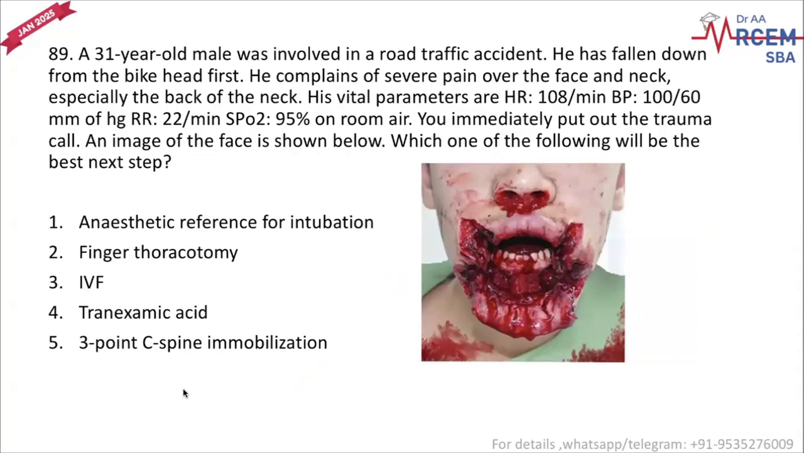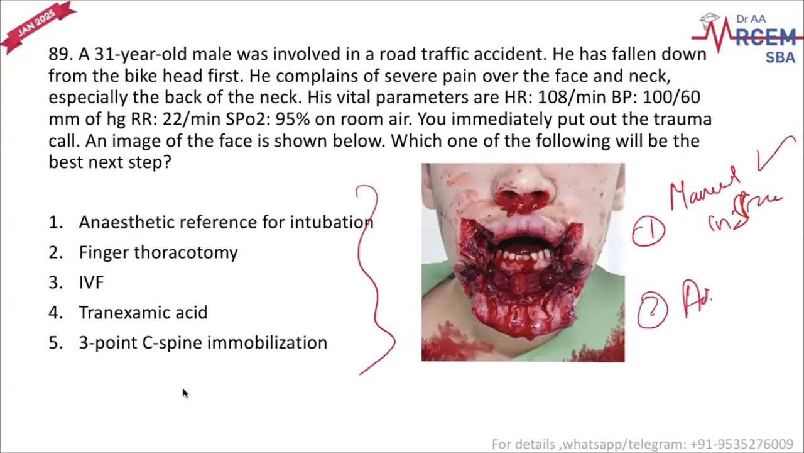Here, what is the first step that we do? Manual inline stabilization. Has it been mentioned here? No, not mentioned. So the first step is gone, or we'll assume they might have done it. The next step is to assess the airway.